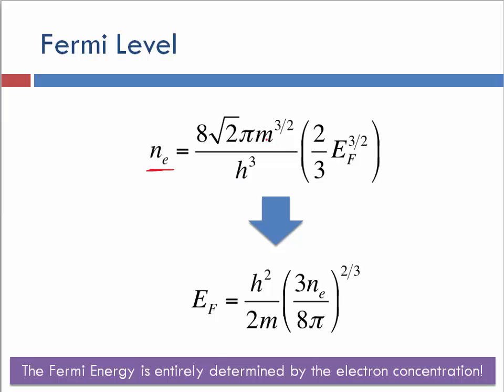H is of course a constant, M is mass, so EF is really the only variable. So if we solve for EF in the above equation, we see that the Fermi energy, EF, is solely dependent upon the electron concentration, and this is a fairly important result for us. Everything else is constant, right? Mass is constant, H is constant, so the Fermi energy is determined solely by the electron concentration. And this is again in a conductor.